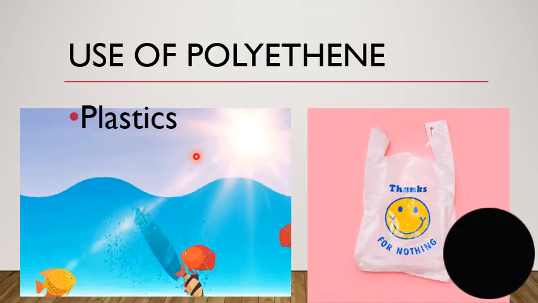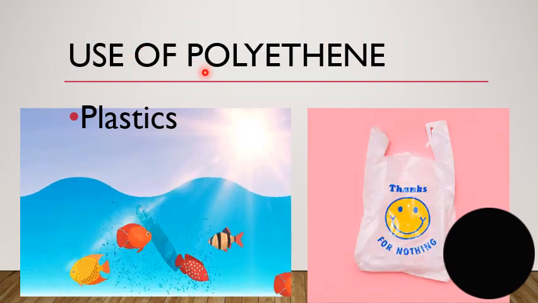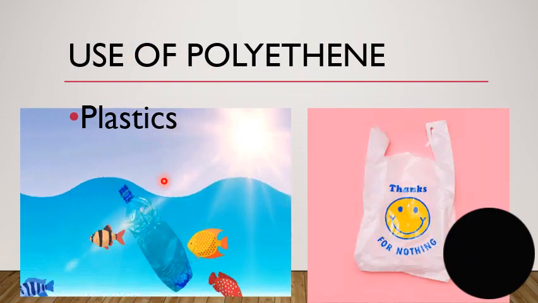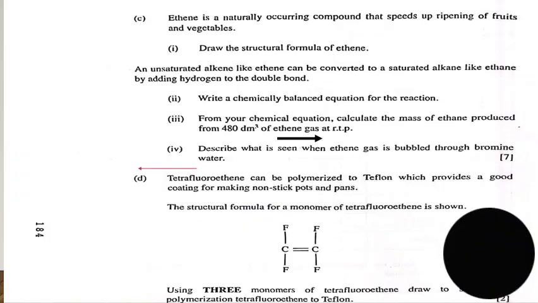So now remember when we talked about polymers? Now one important use of polyethylene would be in plastics. Okay. Now we have a question that we are going to go ahead and answer. And this is a paper 3 question, but we got this, okay? It's found on page 184 in your booklets.